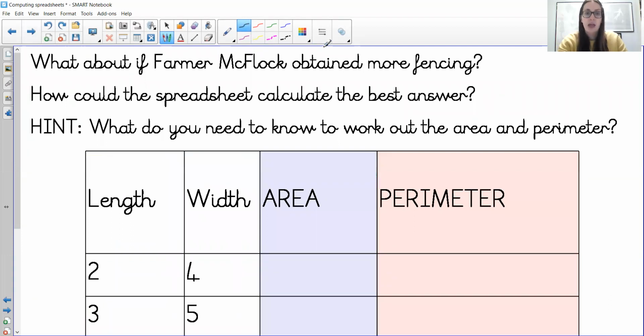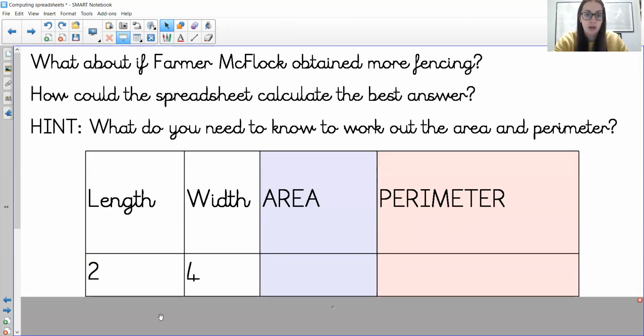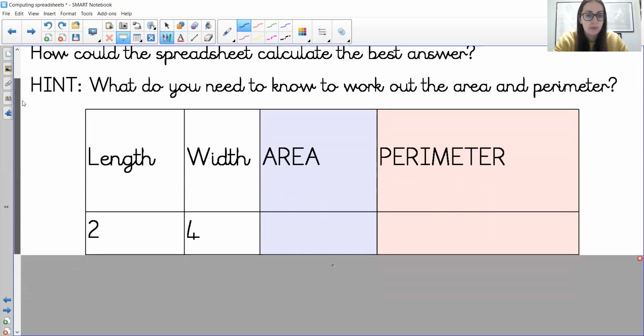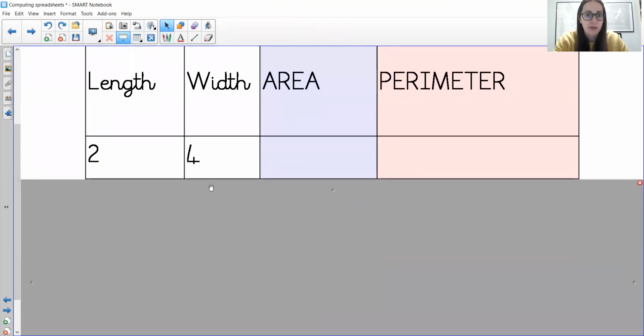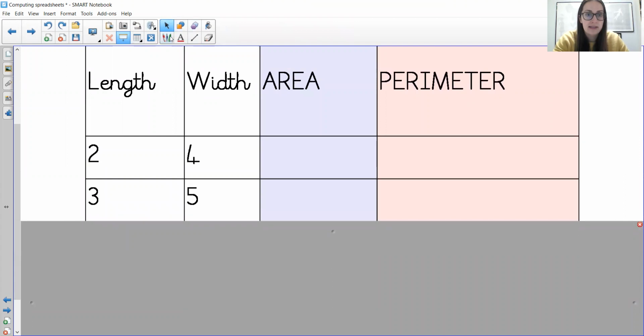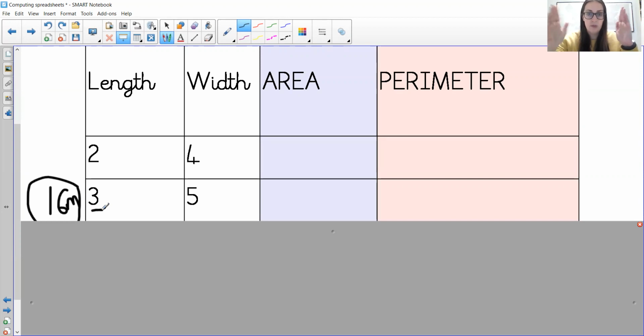Right. What about then if Farmer McFlock collected more fencing? Okay, so she's now got, we've done that one, haven't we? You can ignore the top. She's now got 16 metres of fencing. And she split that 16 metres. She's got a length of 3 and a length of 3, 6. She's got a width of 5 and a width of 5, should be 10. 16 metres altogether.